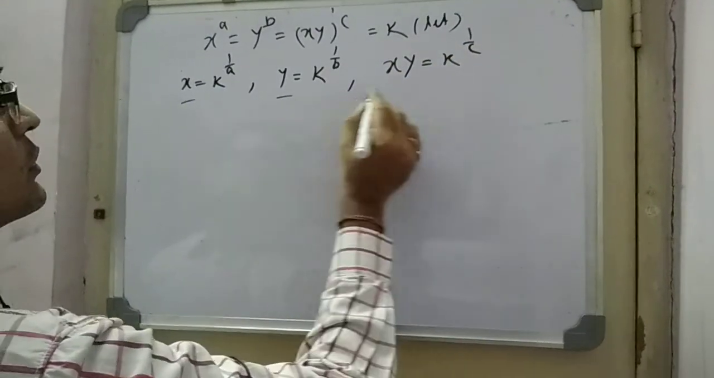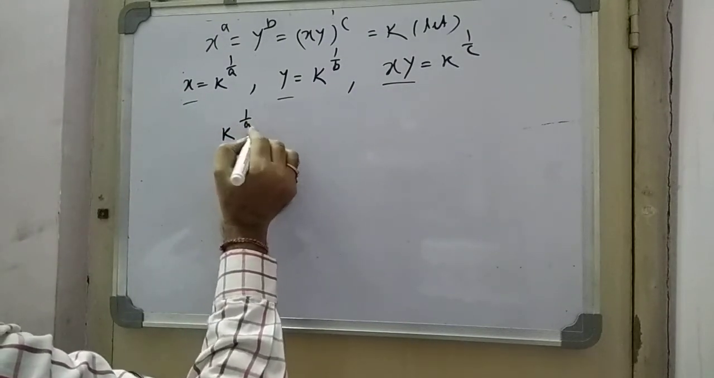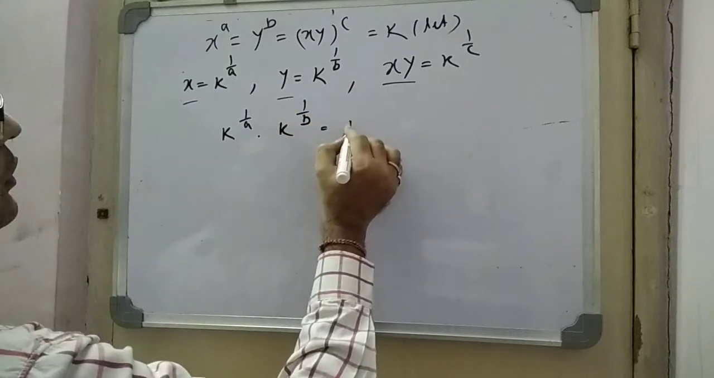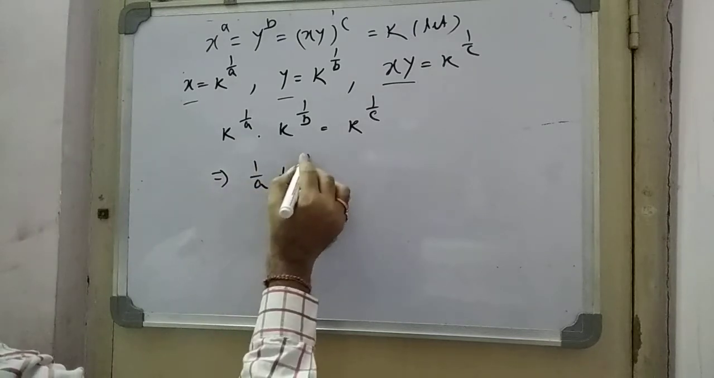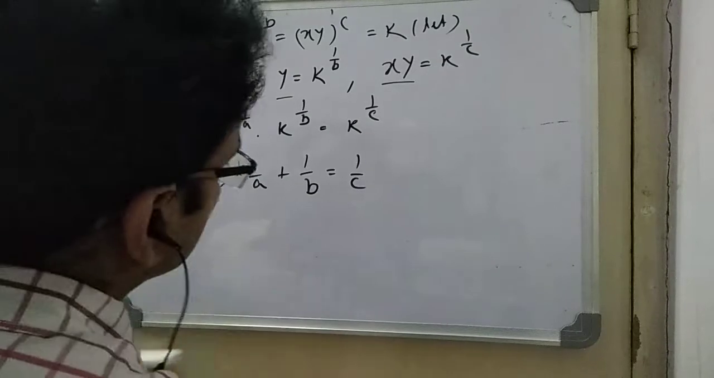Now multiply x into y, so that means x into y gives us this. This is the required relation. Okay.